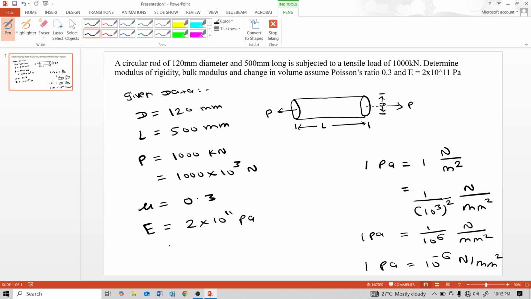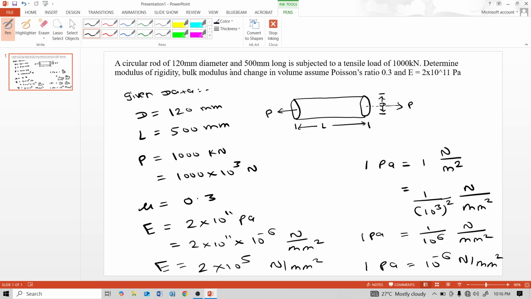Therefore here Young's modulus is 2 into 10 raised to 11 into 10 raised to minus 6 Newton per mm square, which is 2 into 10 raised to 5 Newton per mm square. See, this Young's modulus or modulus of elasticity is 2 into 10 raised to 5 Newton per mm square.